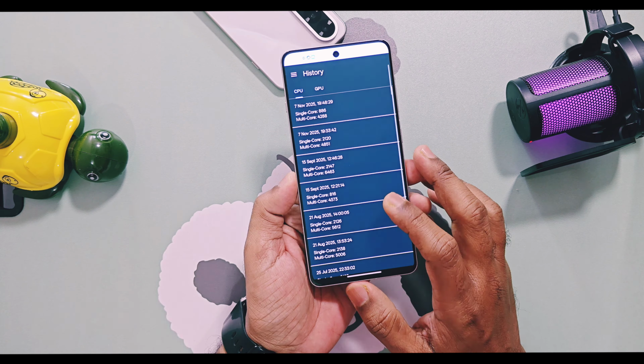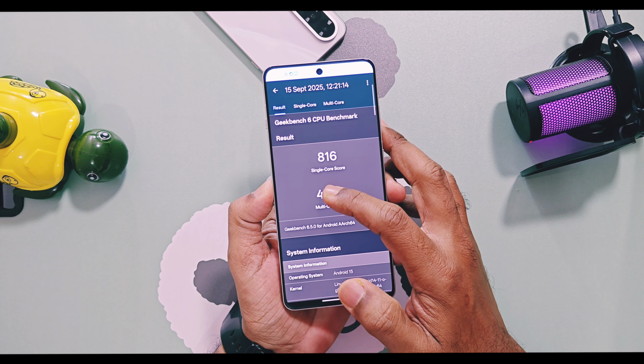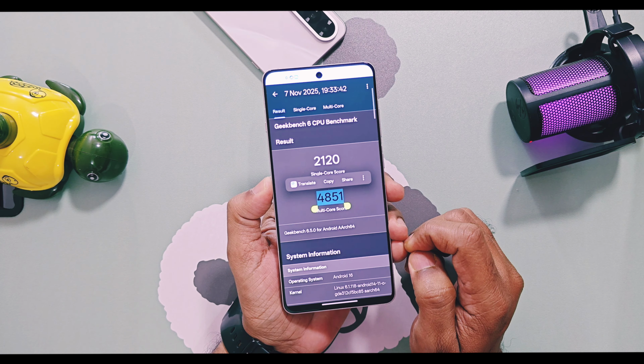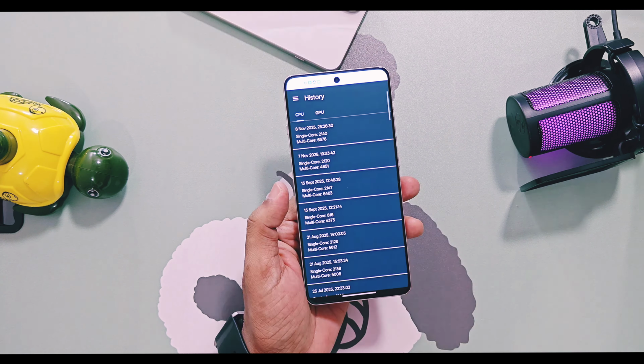For the old V860 build, in balance mode, CPU single core and multi-core scores were 816 and 4373. For the new V205, the scores were 2120 and 4951. I was surprised because the new OxygenOS 16 single core CPU score seems like performance mode level results. When I ran the same test with performance mode, I got 2147 and 6463 for old V860 and 2140 and 6376 for new OxygenOS 16 V205. With performance mode, CPU scores for both old and new builds were nearly the same, except in balance mode.